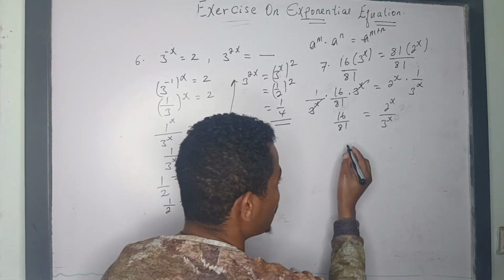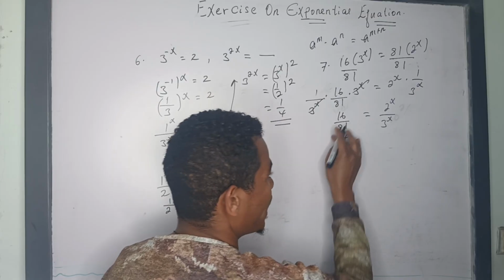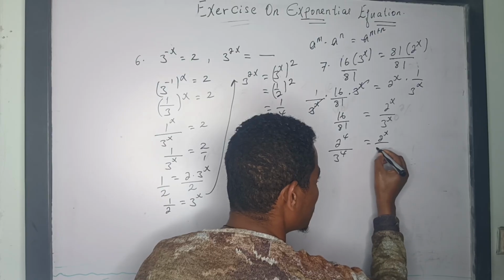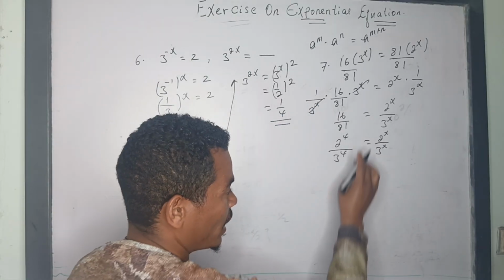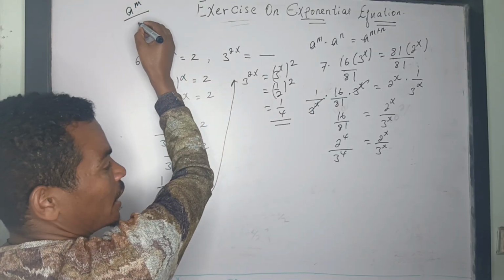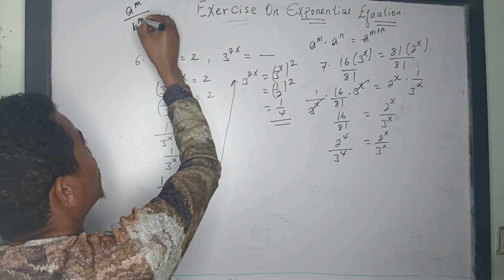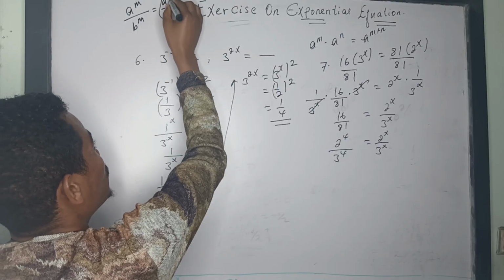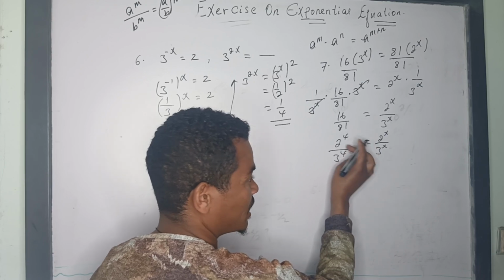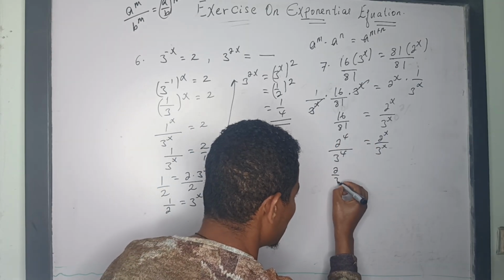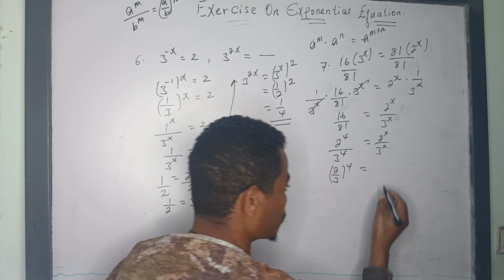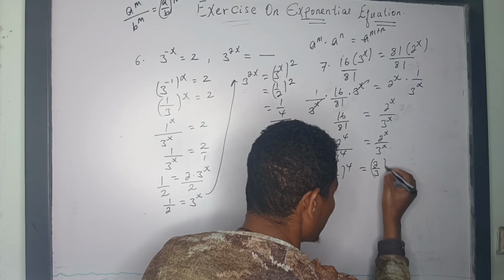So 16 is the same as 2 to the power of 4, and 81 is the same as 3 to the power of 4, equal to 2 to the power of x over 3 to the power of x. The rule is that a to the power of m over b to the power of m is the same as a over b to the power of m. So 2 to the power of 4 over 3 to the power of 4 have the same exponent and different bases, and we can make it 2 over 3 to the power of x.